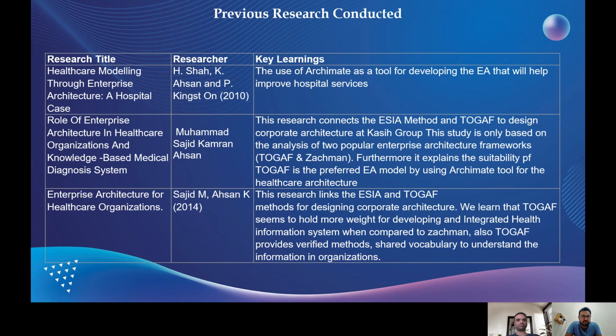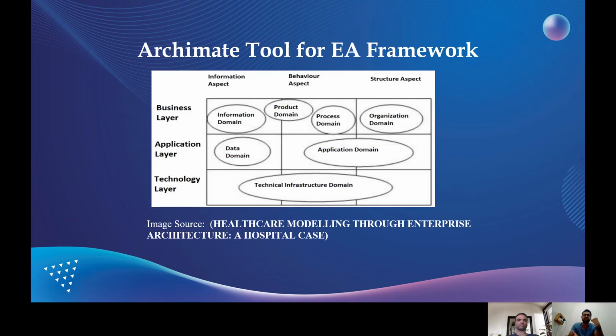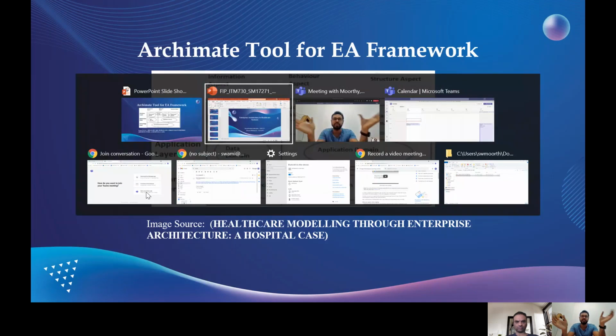So the next page covers healthcare monitoring through enterprise architecture, and also the Archimate tool. It shows the Archimate tool is the best for developing enterprise architectures. Now, several of these studies show us that TOGAF and the tool Archimate seem the best possible option for developing and processing enterprise architecture for healthcare.